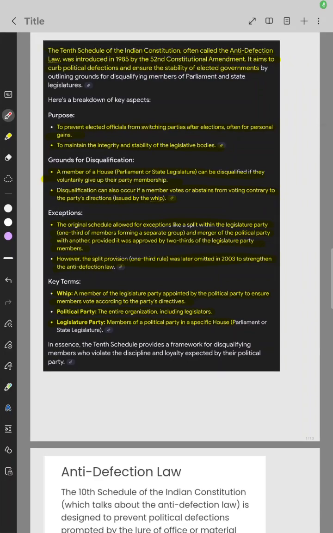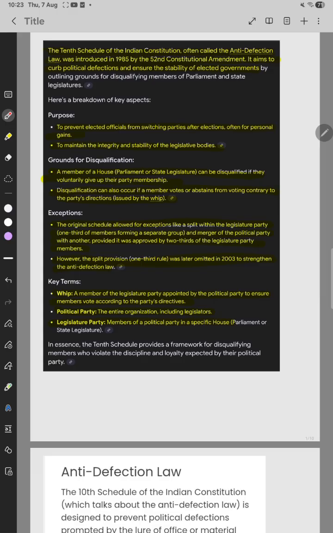Discussed about the 10th Schedule of the Indian Constitution, often called the anti-defection law, which was introduced in 1985 by the 52nd Constitutional Amendment. It aims to curb political defections and ensure the stability of elected governments. Purpose: to prevent elected officials from switching parties after elections, often for personal gains, and to maintain the integrity and stability of the legislative bodies.